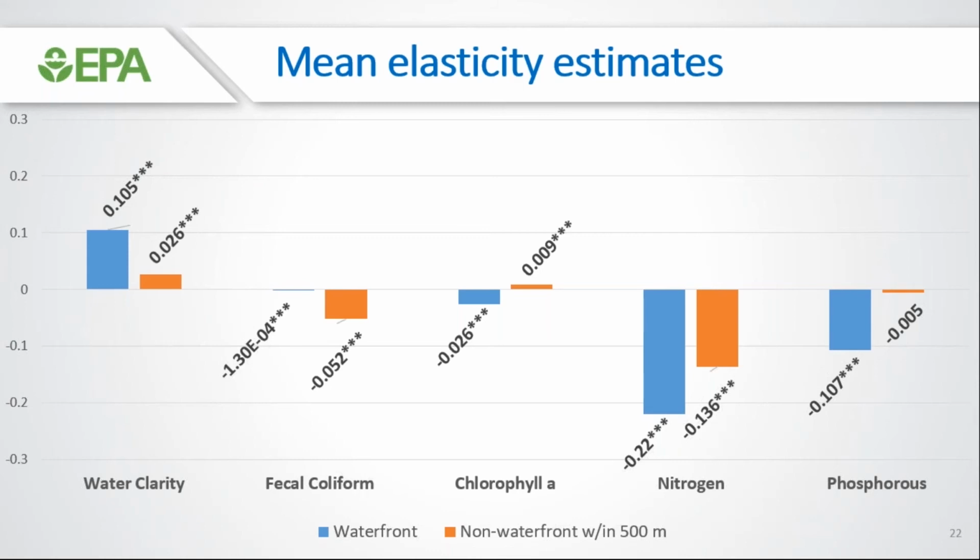Those three asterisks show that the elasticities are significant at the 0.01 level. Waterfront home values are affected more by water clarity than those homes out to 500 meters, and we would expect to see a stronger effect closer to the waterfront. So what we found is that the better the clarity, the higher the home price. But for fecal coliform, chlorophyll A, nitrogen, and phosphorus, which are all contaminants, they decrease the home price.